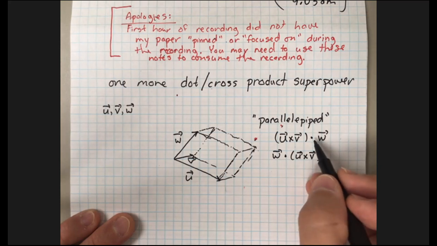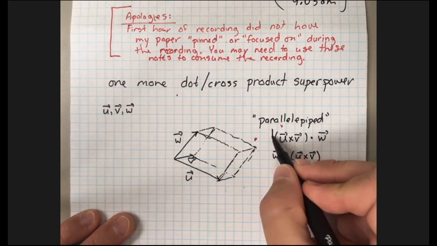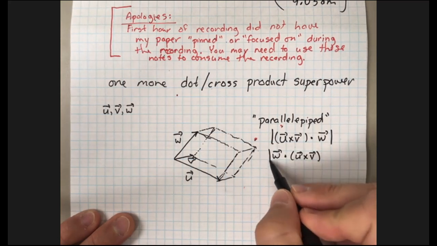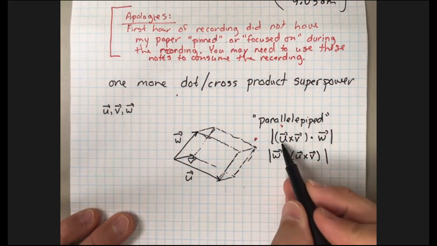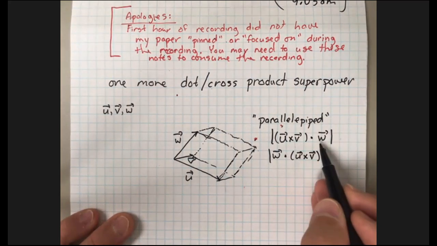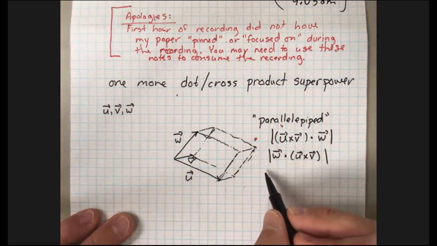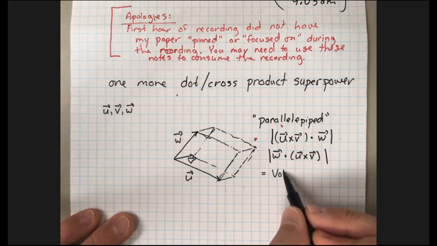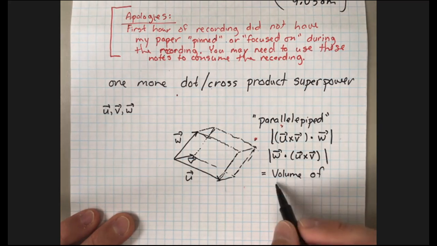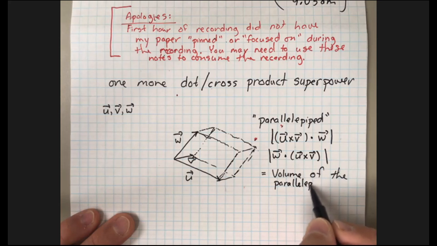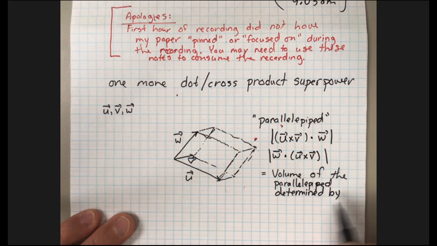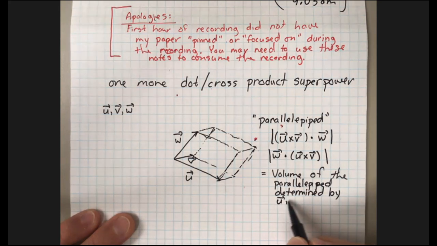I got to be a little bit careful because dot products can be positive or negative, right? So legally, I have to take the absolute value. Let's look at what we're creating here. U cross V is a vector, and a vector dotted with a vector is a real number, positive or negative, and the absolute value signs make it positive. So this is the volume of the parallelepiped determined by the adjacent vectors U, V, and W.